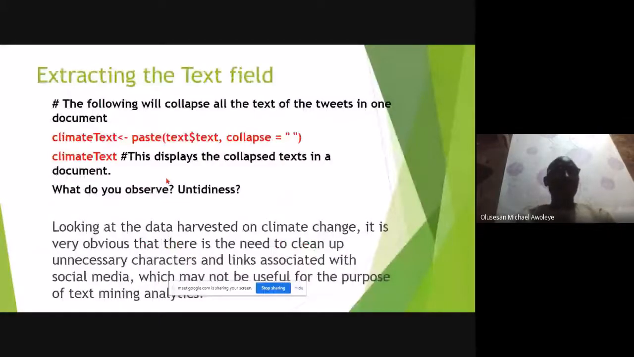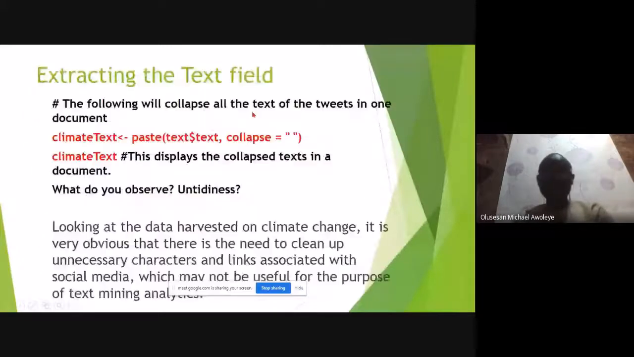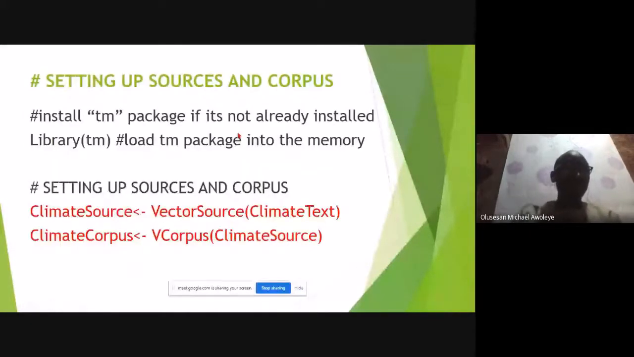which is collecting all the text from a particular column named text in that particular file we imported into R. So after doing that, the next thing now is to set up our sources and corpus using these two lines. Like I said, you have to install your TM package. TM is for text mining. After installing the TM package, you then load it into the memory this way.